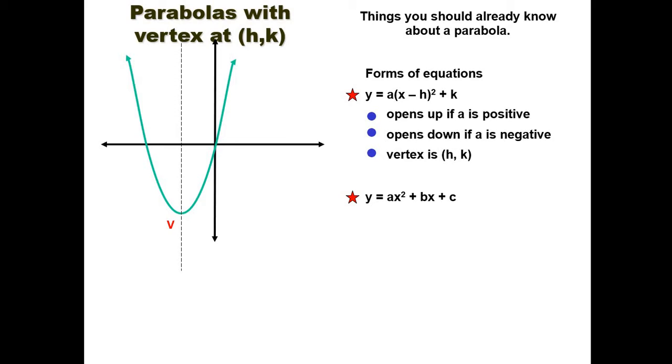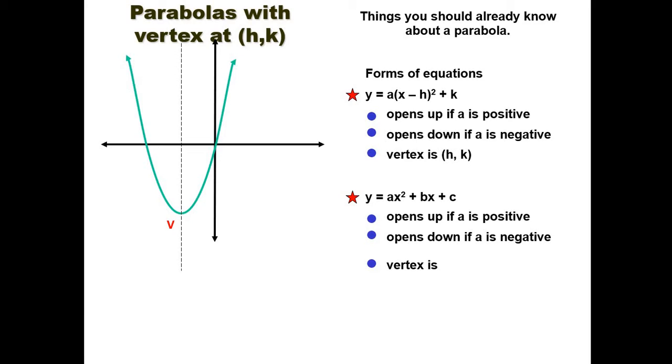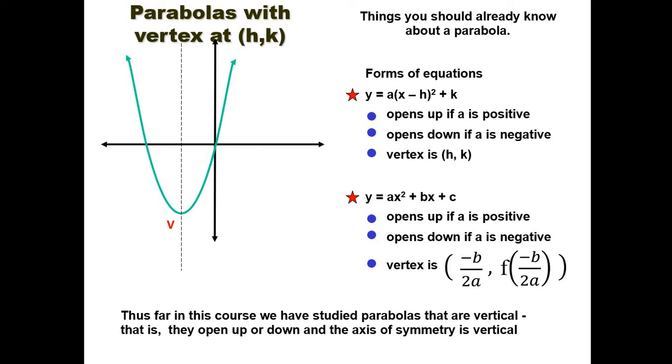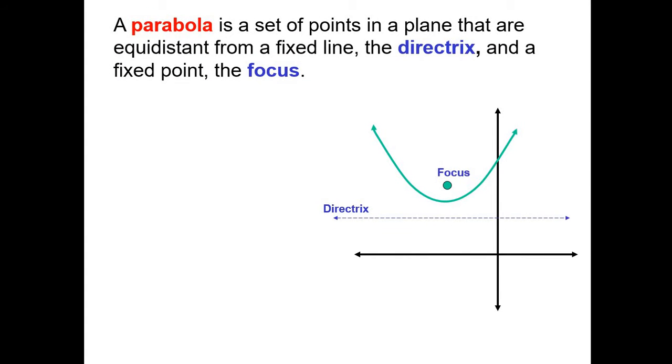and if the equation is y equals ax squared plus bx plus c, okay, it's in general form yan. It opens up if a is positive, opens down if a is negative. And vertex is at negative b over 2a, and y, negative function of negative b over 2a. So, in this course, we have studied parabolas that are vertical, that is, they open up or down, and the axis of symmetry is vertical.